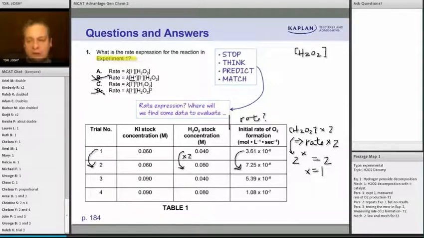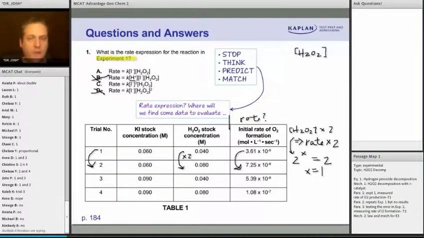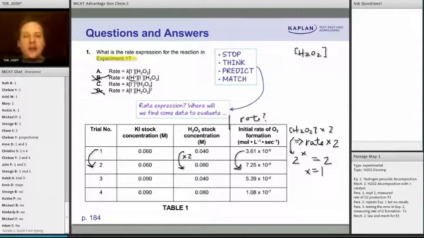Yes, we can do 1 and 3, we can do 2 and 4. Should it matter which one we choose? If we go from 1 to 3 or 2 to 4, should it matter? Nope. You're going to get the same exponential relationship either way. So we'll look from 1 to 3.